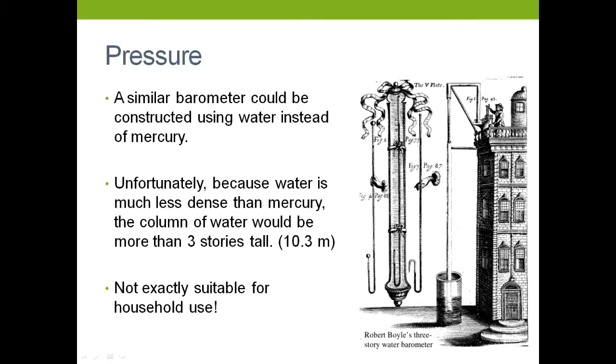A similar barometer could be constructed using water instead of mercury. Unfortunately, because water is much less dense than mercury, the column of water would need to be more than 3 stories tall, or 10.3 meters. This is not exactly suitable for household use.